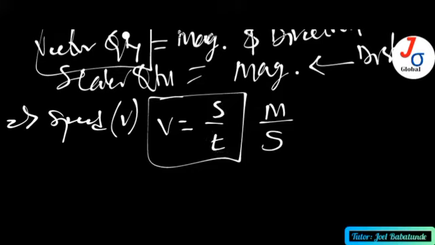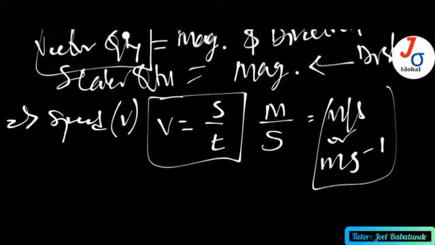So that's meters per second, or you write it as ms raised to the power minus 1, or m/s, as the case may be. That's the SI unit for speed.